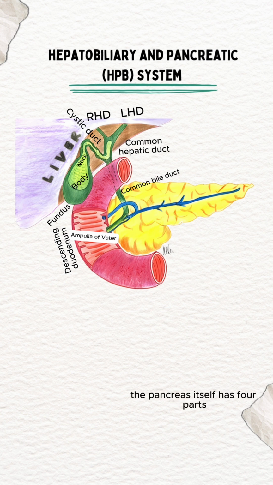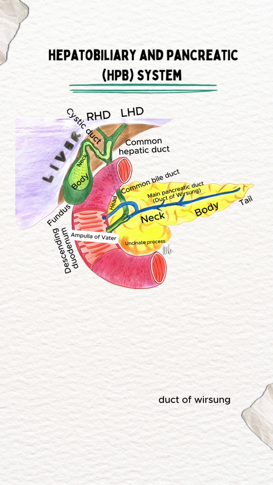The pancreas itself has 4 parts: the head, the neck, the body, and the tail. The main duct system consists of the main pancreatic duct, the duct of Wirsung, which runs through the length of the pancreas and usually joins the common bile duct to open into the duodenum at the ampulla of Vater. A smaller accessory duct, the duct of Santorini, may also drain into the duodenum at the minor papilla.